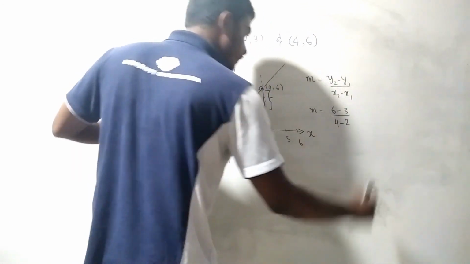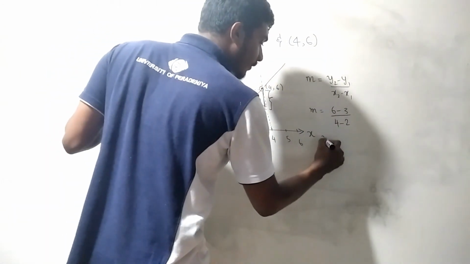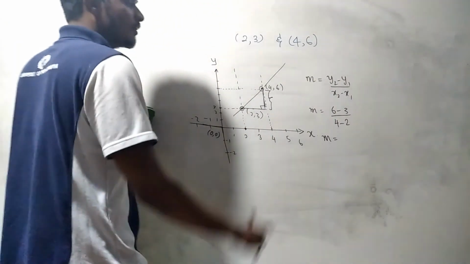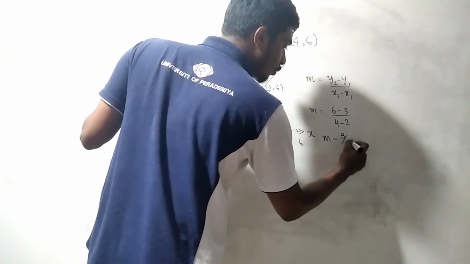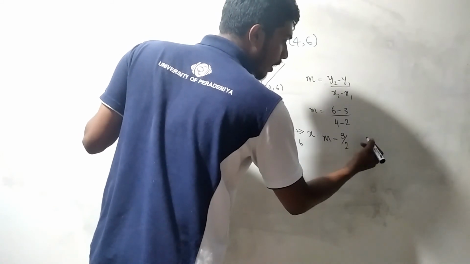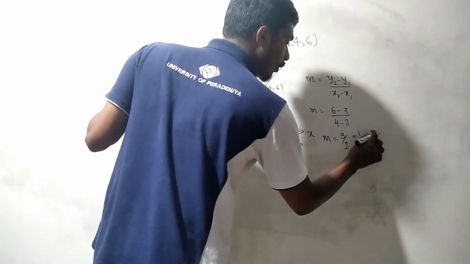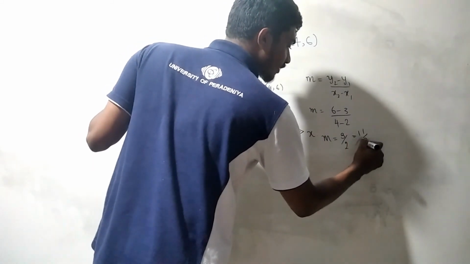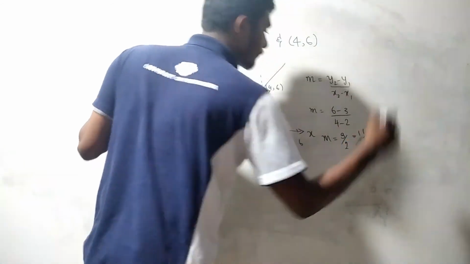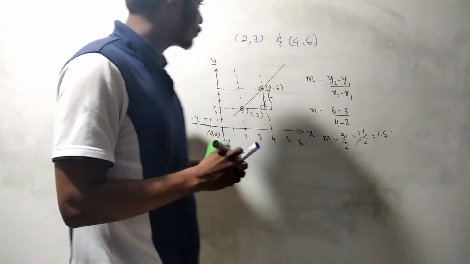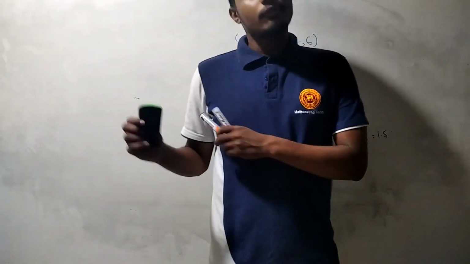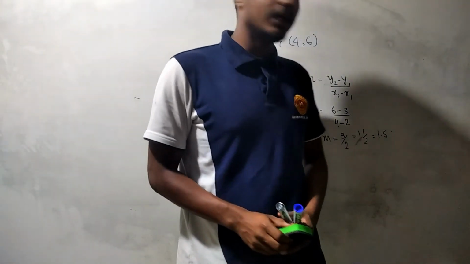Therefore your gradient will be equal to 6 minus 3, which is 3, divided by 4 minus 2, which is 2. So your gradient is 3 over 2, or in other words, 1.5. This is the gradient of the line passing through 2 comma 3 and 4 comma 6. Thank you very much, guys.